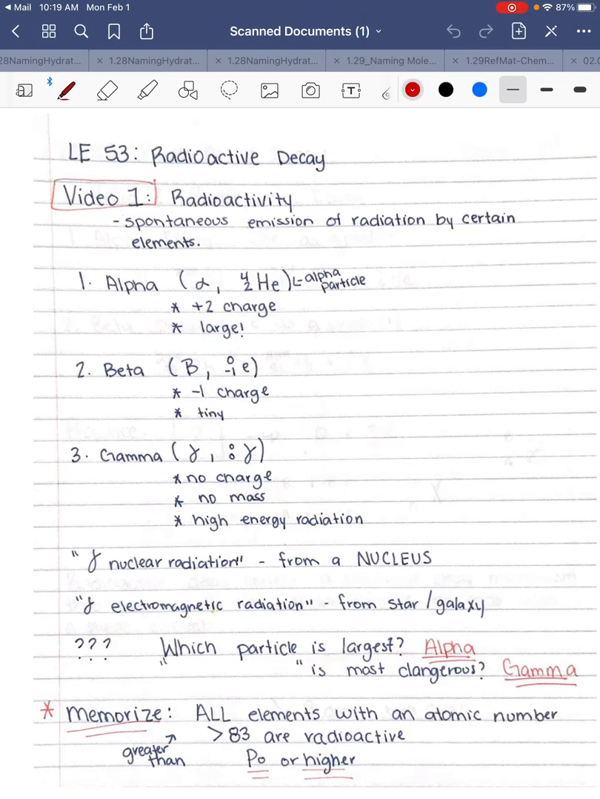This video will be going over LE 53 and 54. I find these super interesting, so I hope you did as well. So let's get started. LE 53 goes over radioactive decay.